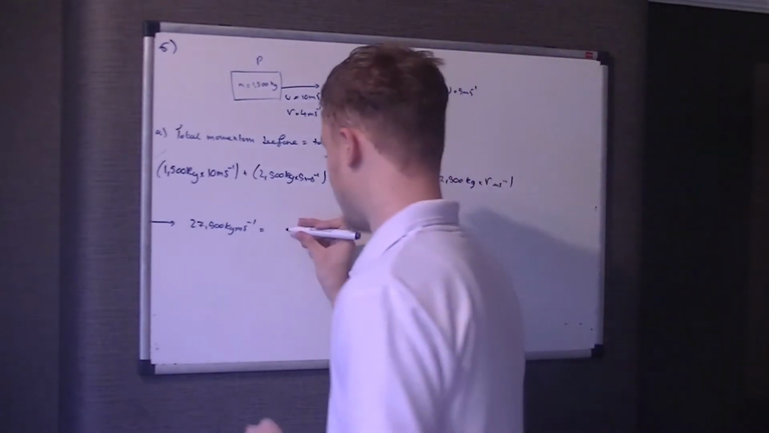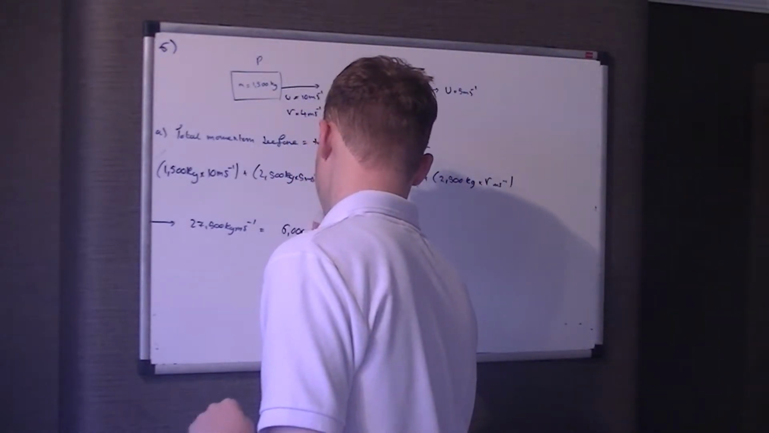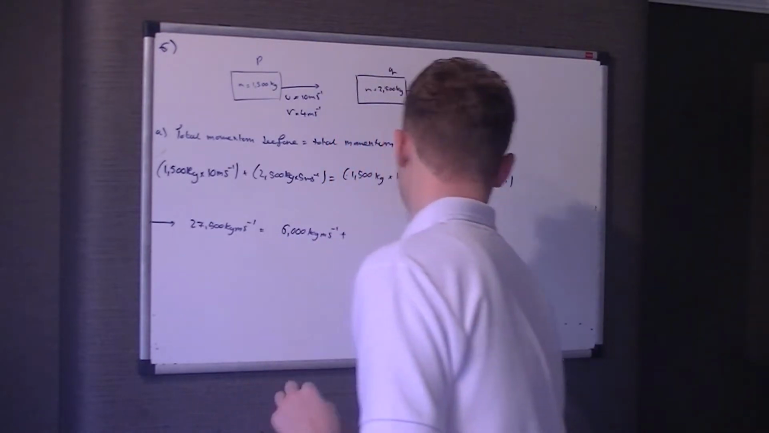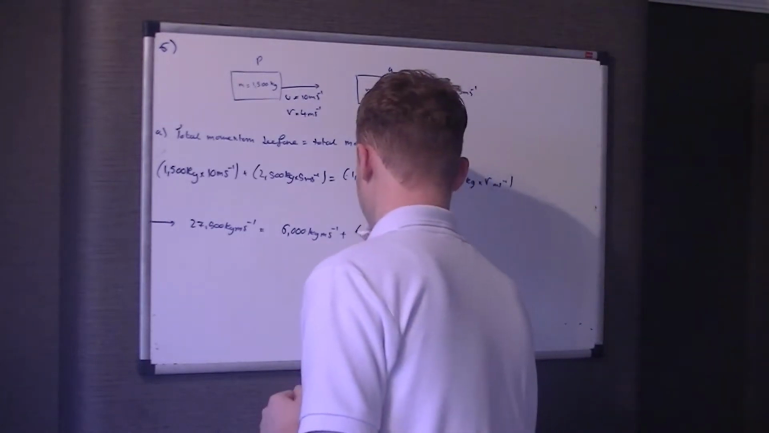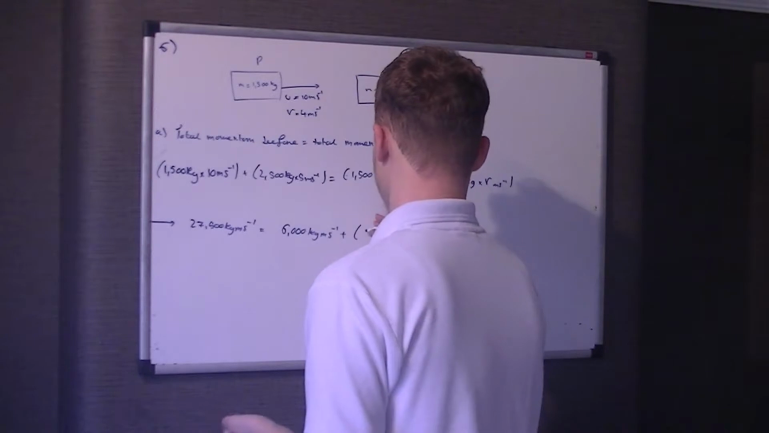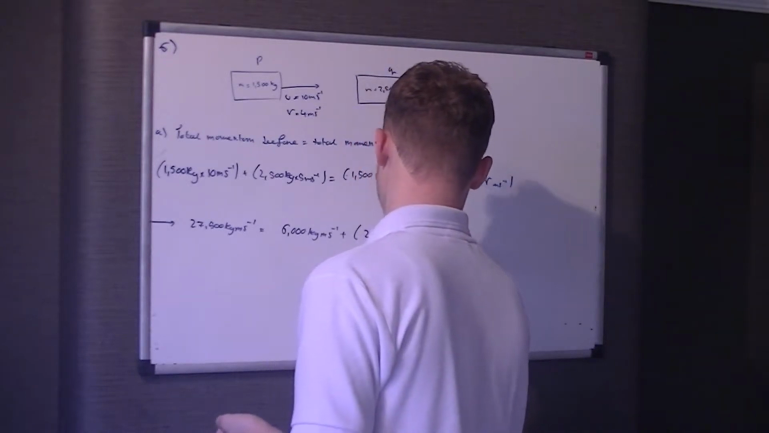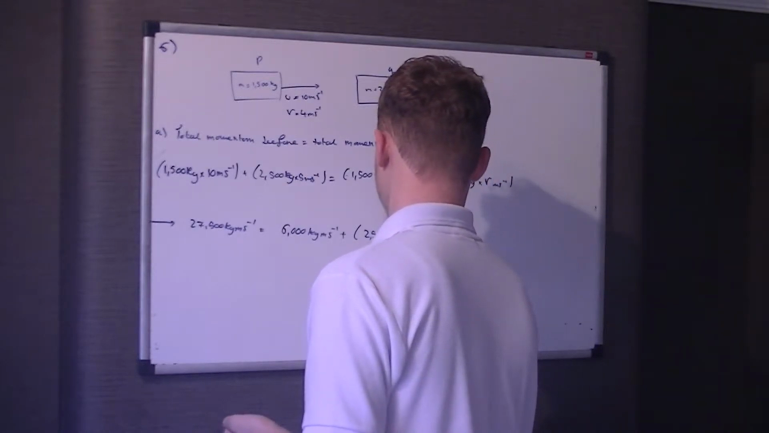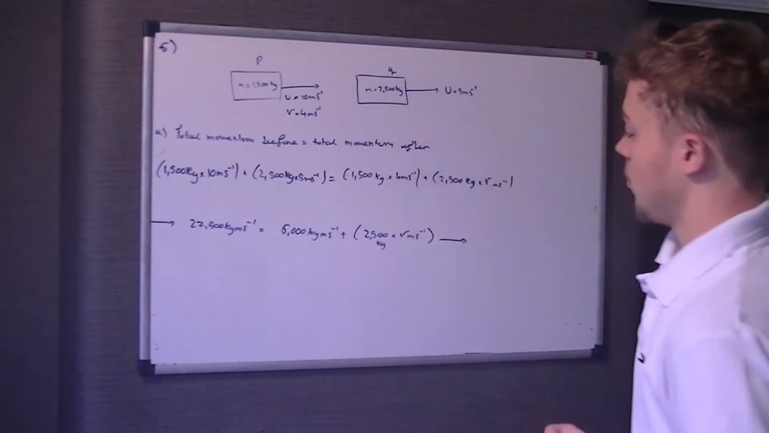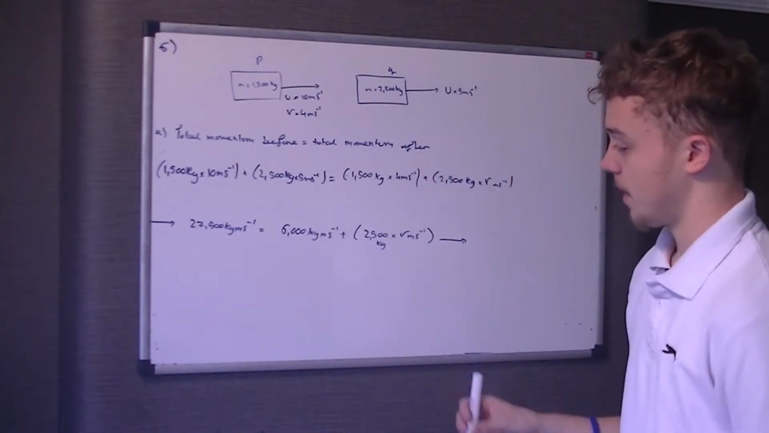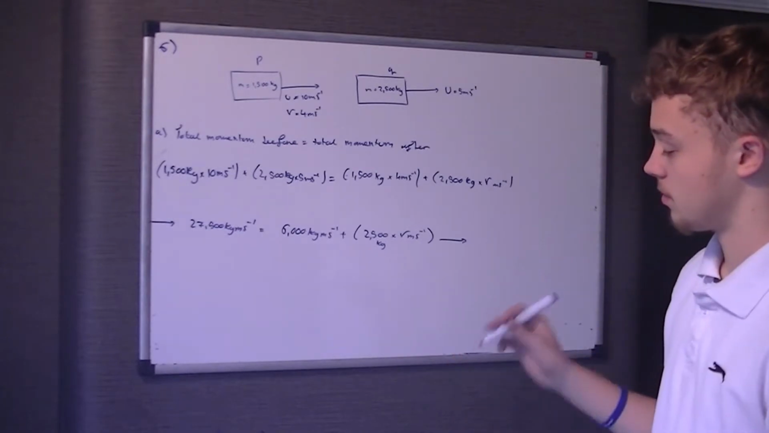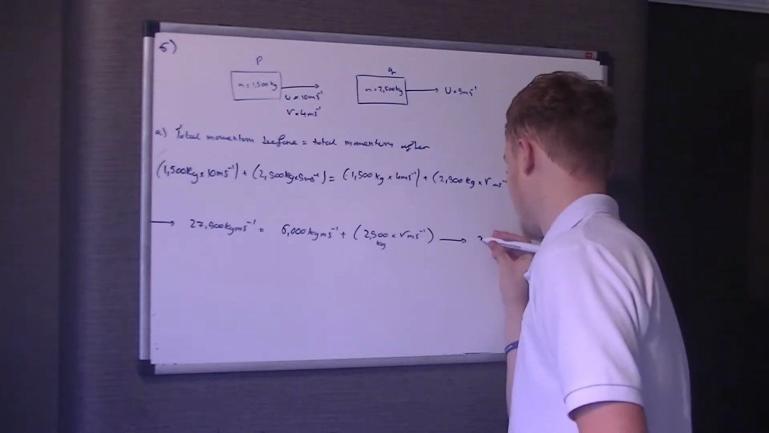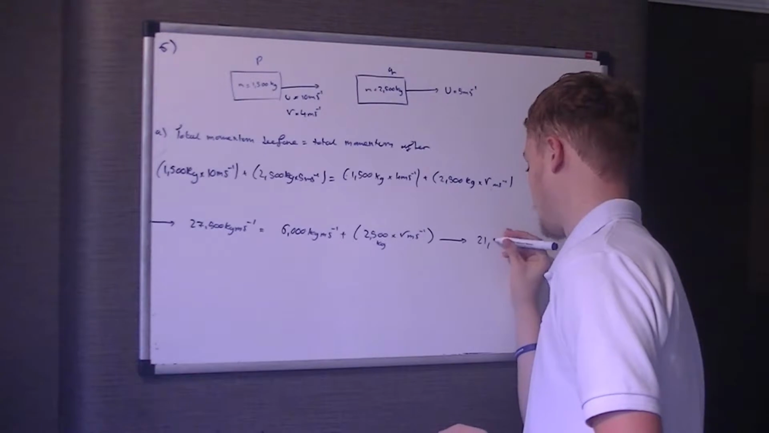And then that is equal to 6,000 kg m s^-1 plus 2,500 kilograms times v metres per second. I'm just going to leave that as a sum there, so that is plus 2,500 times v metres per second. That 2,500 would just be a kilogram. So what we do then is we subtract 6,000 kilogram metres per second from both sides, so we're left with 21,500 kilogram metres per second.